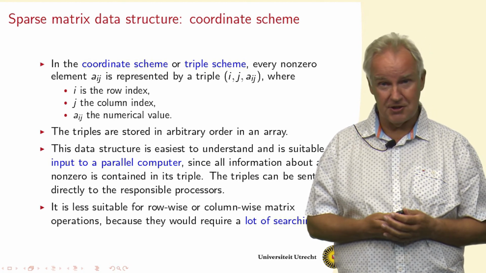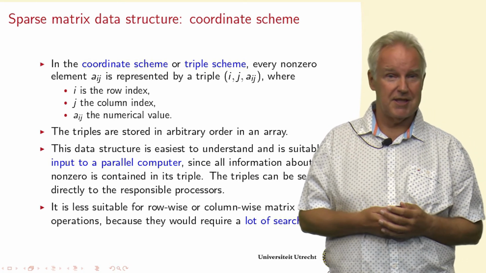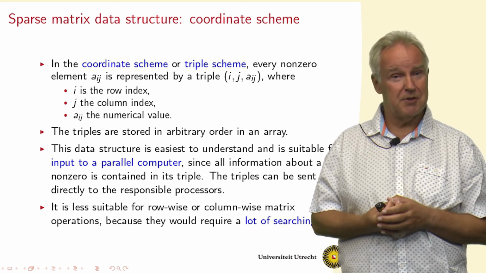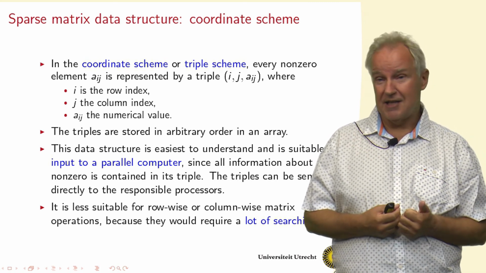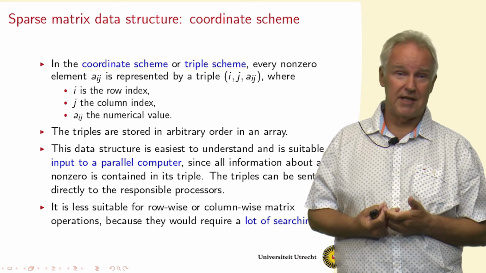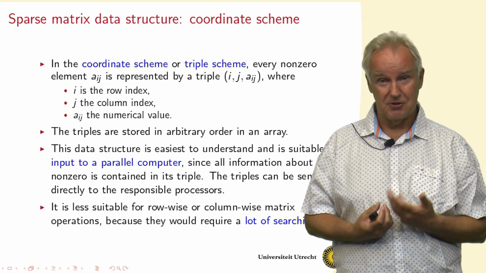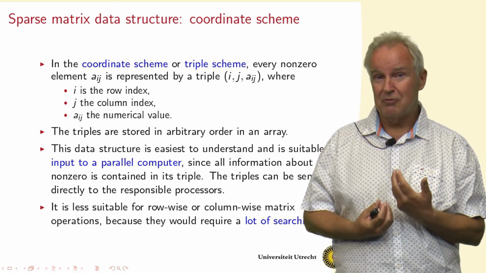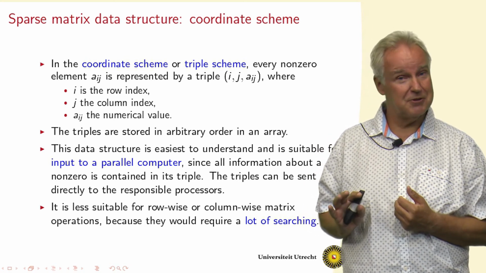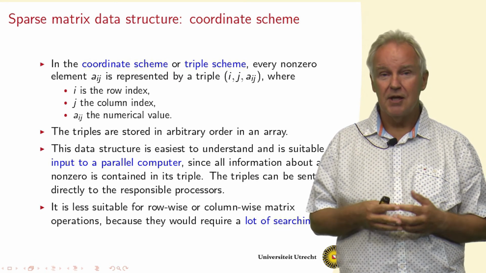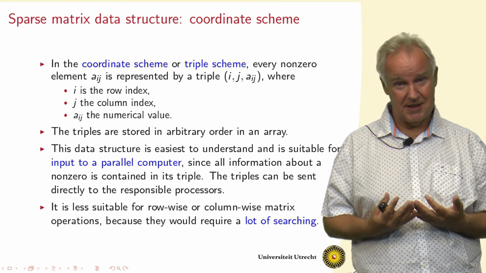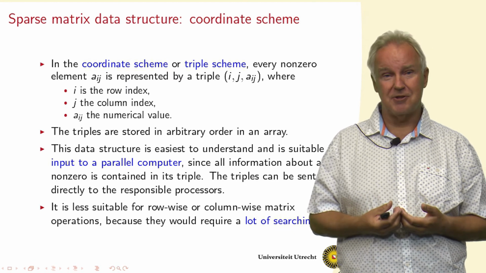One is the simplest possible scheme. It's called the coordinate scheme, or also the triple scheme, where for every non-zero in the matrix you store i, the row index, j, the column index, and the numerical value a_ij. So we need 3 values for every non-zero, but we don't need to store the zeros. So this is a very convenient and easy to explain data structure.